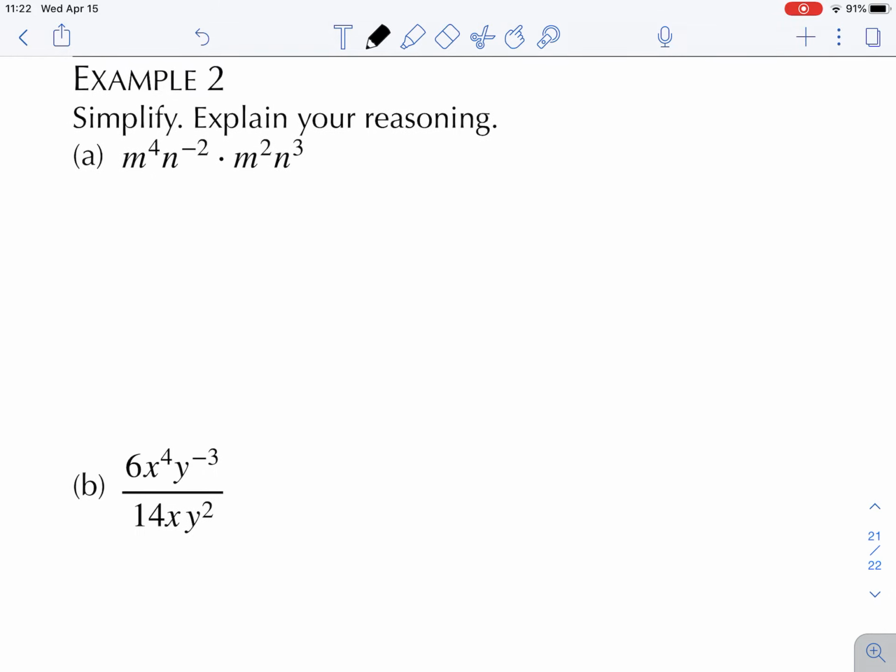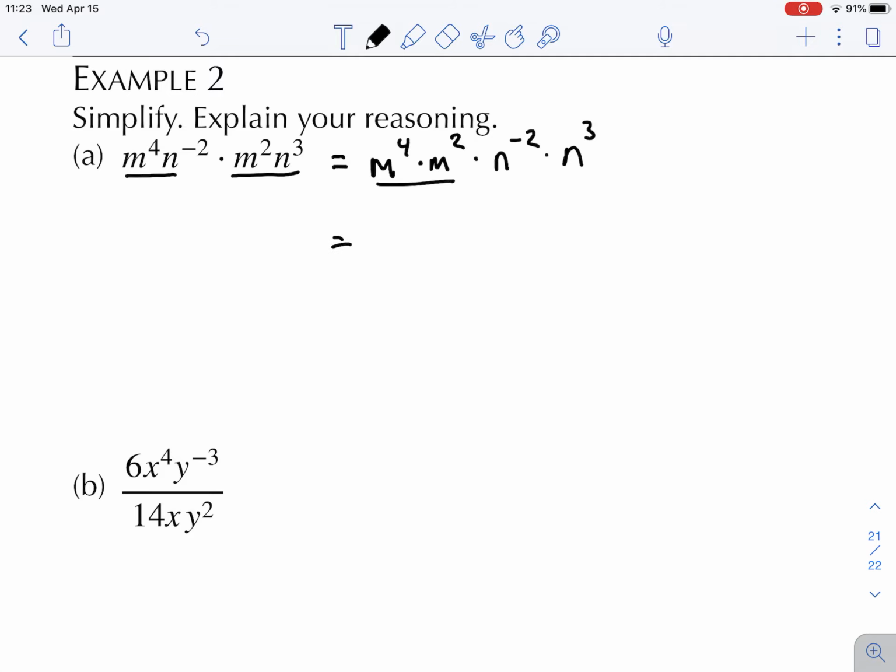All right, let's take a look at example 2. Now we're going to get into some variables, and I'm going to do things the long way. There are some shortcuts that you can work on. I'll show you some in both methods. All right, first one. This one is a number with m to the power of 4 times n to the minus 2, and then multiplied by another number. So everything's just getting multiplied here. I can rewrite this as m to the power of 4 times m to the power of 2 times n to the power of minus 2 times n to the power of 3.